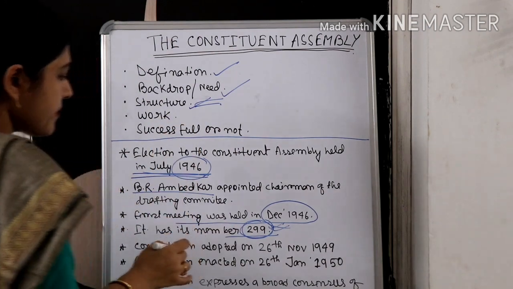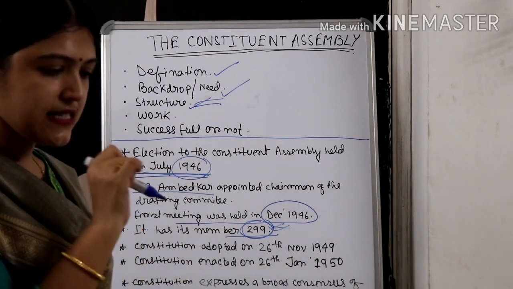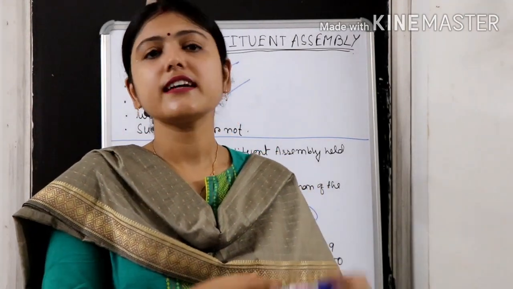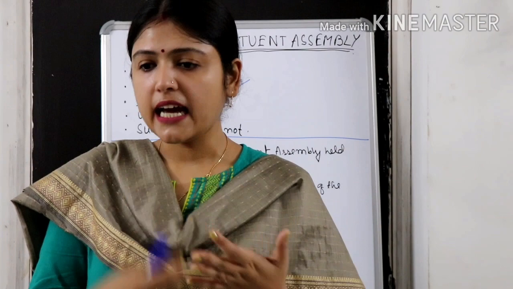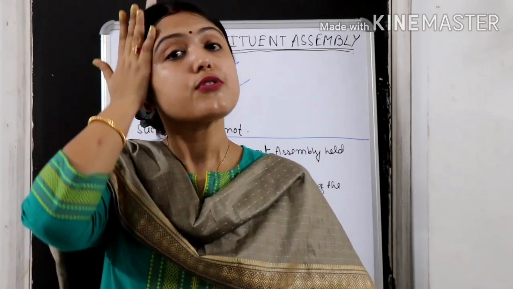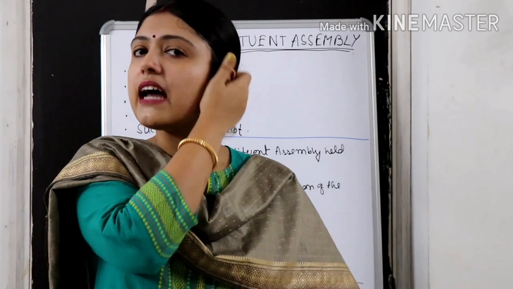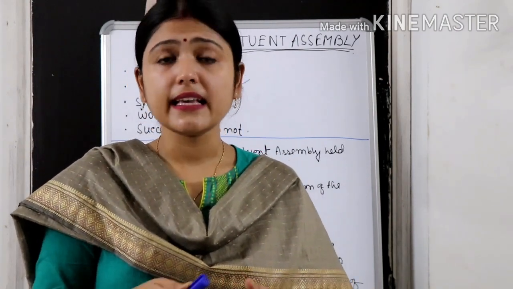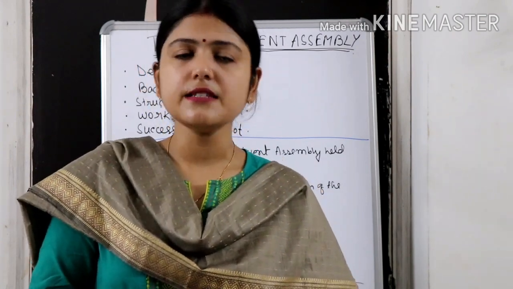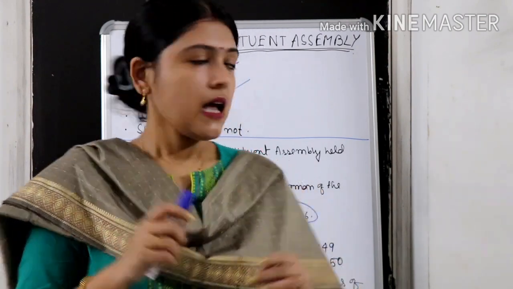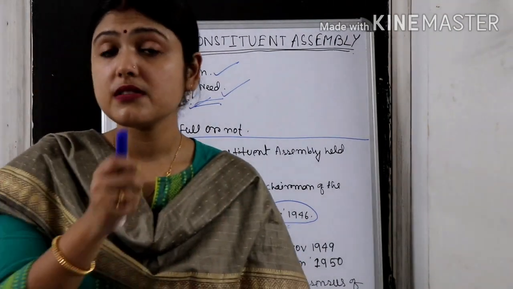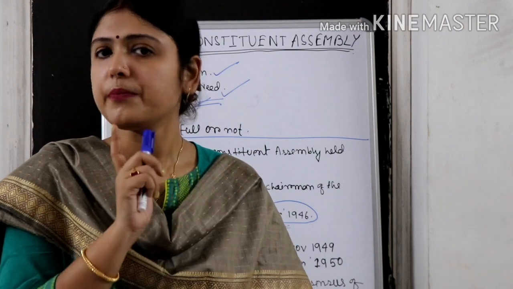Now, how did it work? All the selected representatives of different states came together, and they had discussions several times about how our independent constitution should look and how it should work. The meetings took place several times, and they decided that our Indian constitution will have some of the principles that I already discussed in my previous video.